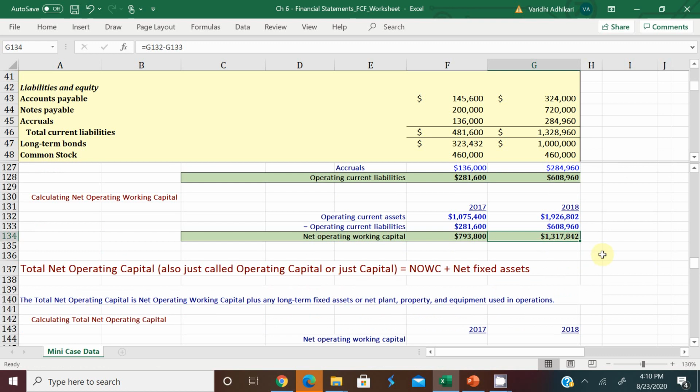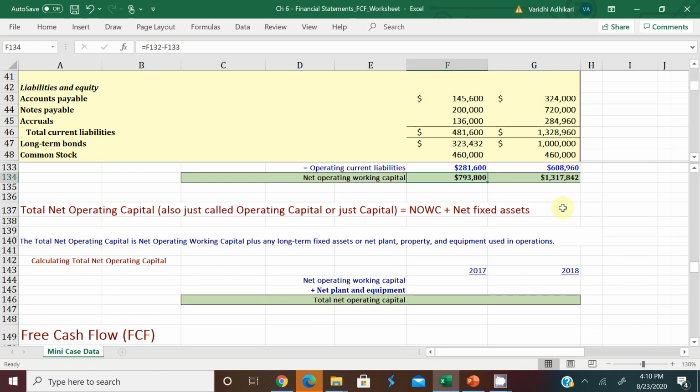Now, to calculate free cash flow, this came from the balance sheet. So this is a snapshot, or the balance. For free cash flow, we are interested in investment, or changes. Okay, so we have to find the difference between these two numbers, in some ways.